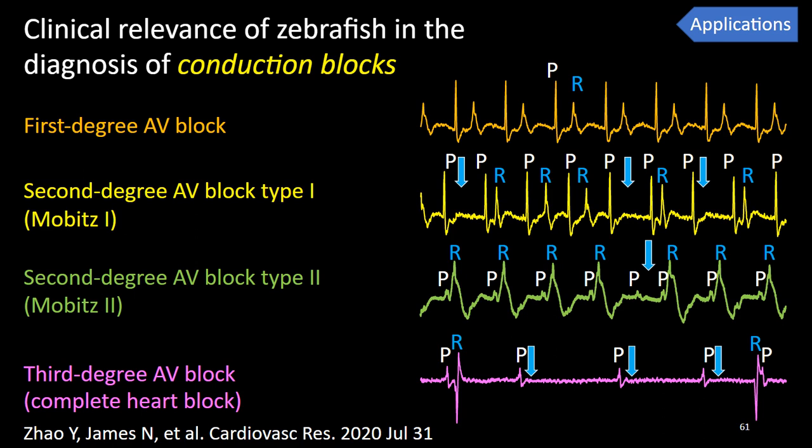Impressively, thanks to the presence of the zebrafish AV node and its two main trabecular bands, the adult zebrafish can also be induced to recapitulate all four types of human AV conduction blocks, such as first-degree AV block, diagnosed by prolongation of the PR interval, second-degree AV block type 1 or Mobitz 1, by prolongation of the PR interval before the QRS drops out, second-degree AV block type 2 or Mobitz 2, diagnosed by prolongation of the PR interval until the QRS drops out, or third-degree AV block or complete heart block.